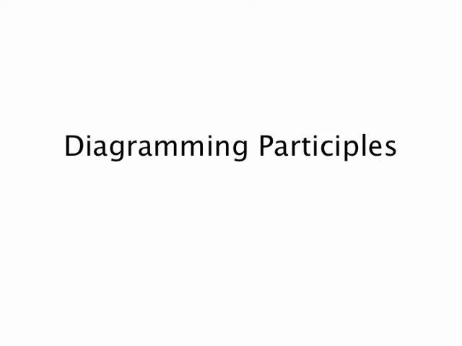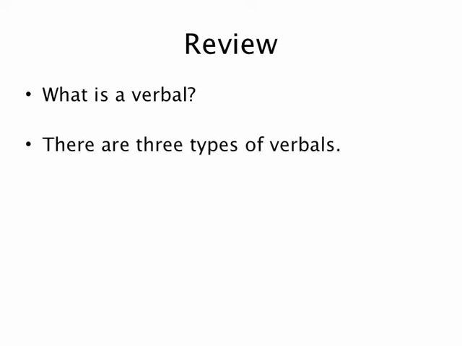Okay, tonight we're going to be talking about how to diagram the participle. So let's review really quickly. A verbal is a word that looks like a verb, but it acts like something else. So, it can act like a noun, it can act like an adjective, it can act like an adverb. And those three types of verbals are gerunds, infinitives, and participles. Gerunds act like nouns, infinitives act like adjectives, adverbs, or nouns, and then a participle acts like an adjective.